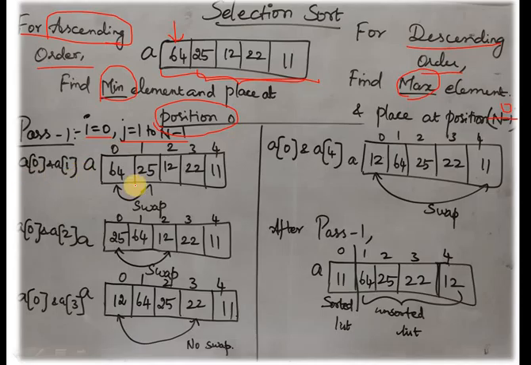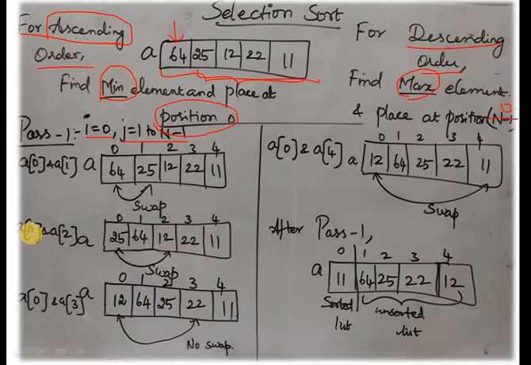So here the first element is compared with the second element. 64 and 25 are compared. The first element is greater. Since we are doing the ascending order sorting technique, we have to swap these two elements. So after swapping, we have 25, 64, 12, 22 and 11.